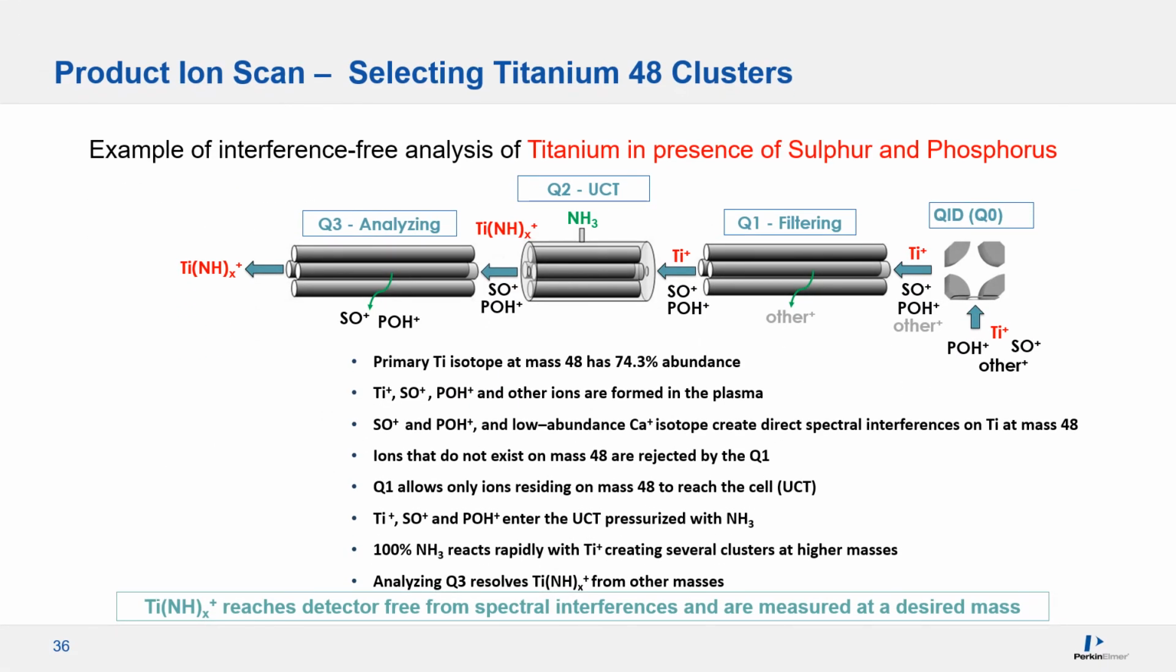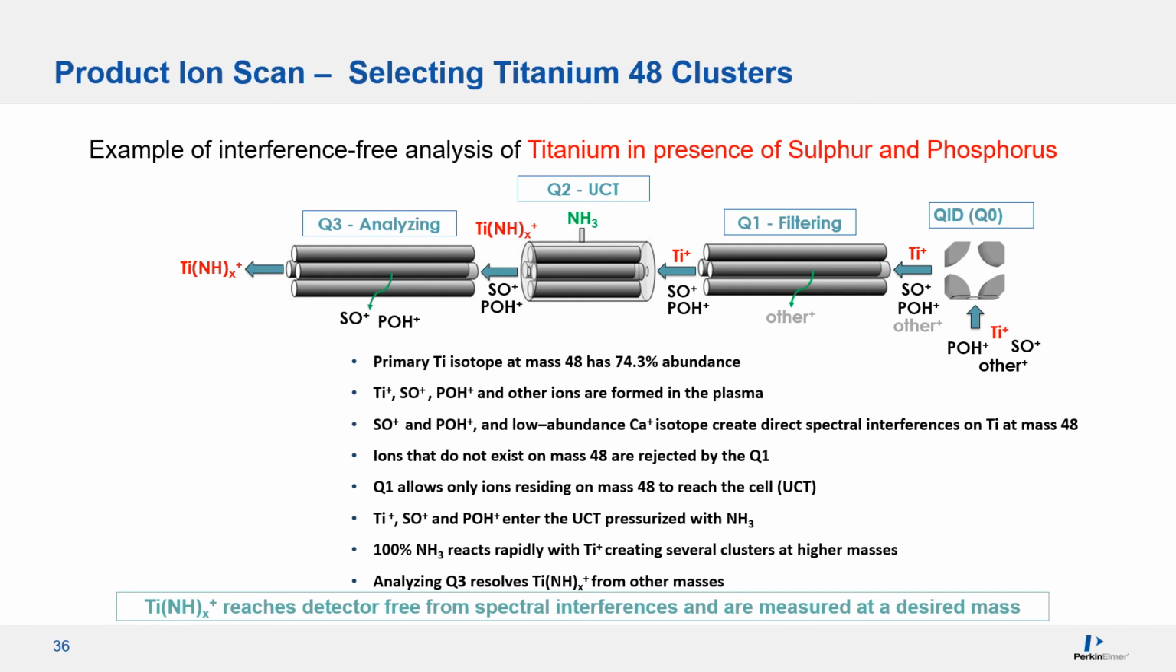With the use of the product ion scan, we can assess which cluster formation is ideal for a mass shift quantitative method. A great example is which titanium cluster to choose. On this slide, we illustrate spectral interference removal using the mass shift of titanium being analyzed in the presence of sulfur and phosphorus. The primary titanium isotope at mass 48 has 74.3% abundance. Titanium, sulfur oxide, phosphorus hydroxide, and other ions are formed in the plasma. The sulfur oxide and phosphorus hydroxide and a low abundance calcium isotope create direct spectral overlaps at mass 48 on titanium.